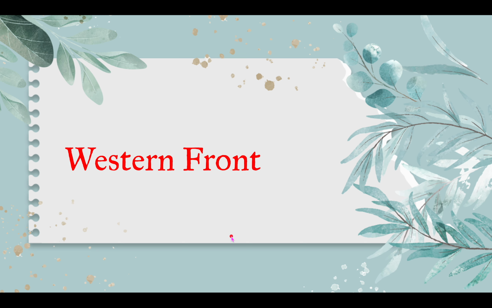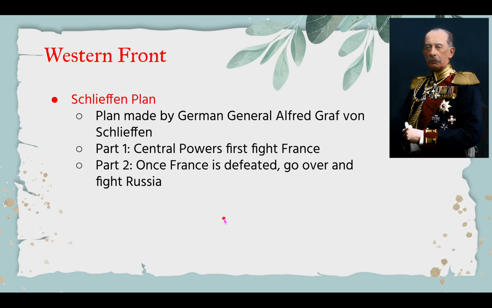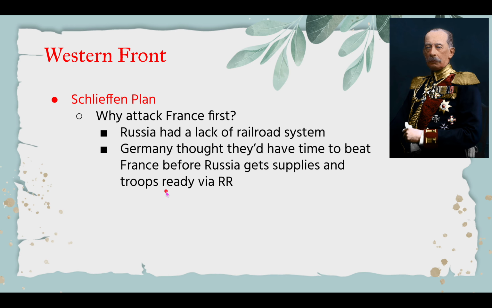All right, first, let's talk about the Western Front. The Western Front had something called the Schlieffen Plan. This plan was made by the German general Alfred Graf von Schlieffen. He had two parts to the plan. Part number one is the Central Powers would first fight France. Part two is that once France is defeated, they would go over and fight on the Russian front.